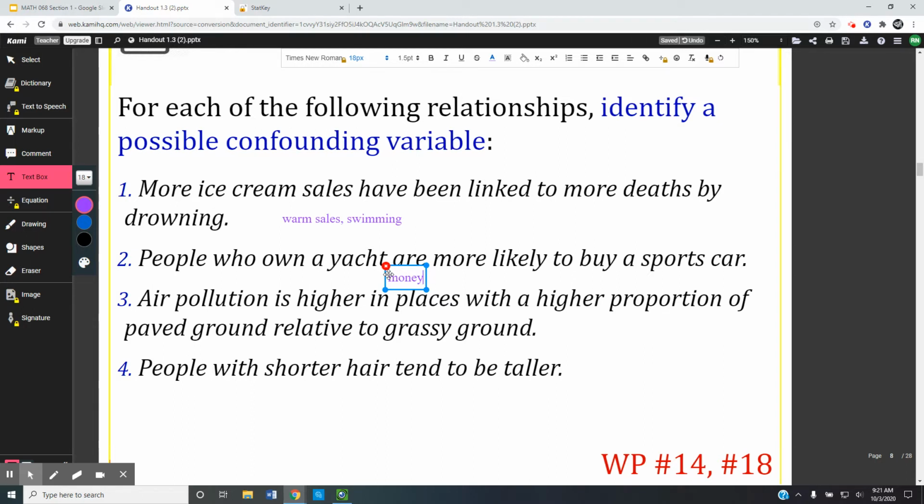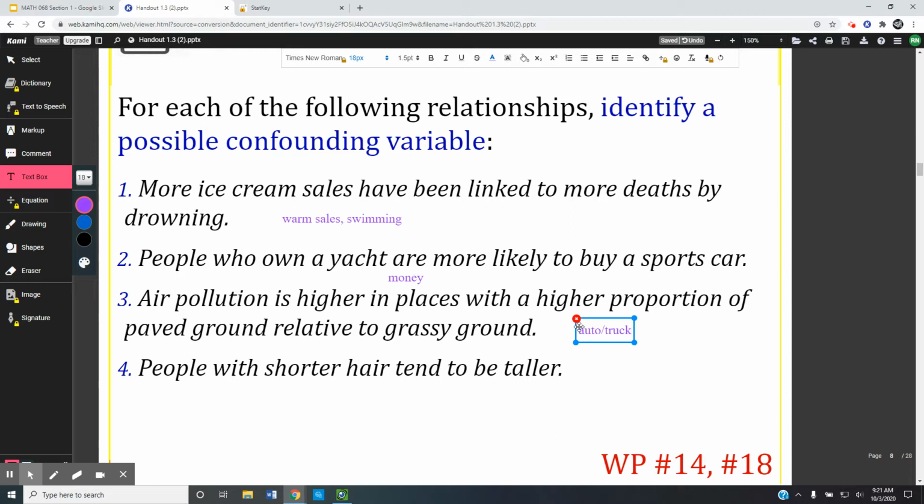Air pollution is higher in places with higher proportions of paved ground relative to grassy ground. Well, it's more than likely not the paved ground causing the pollution. The ground is paved for a reason, because of all of the cars and vehicles. So the pollution is probably from the automobiles or the trucking industry that is associated with the paved ground. And of course, the loss of the grass scape or the soft space doesn't help that either.